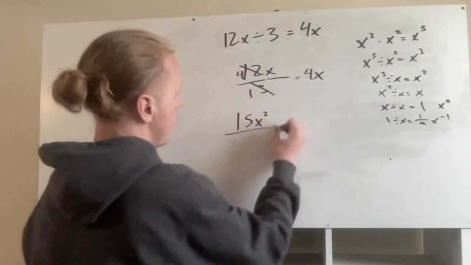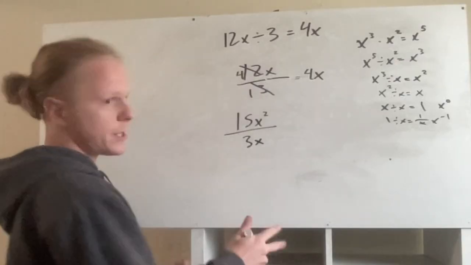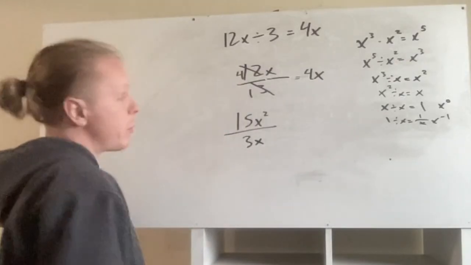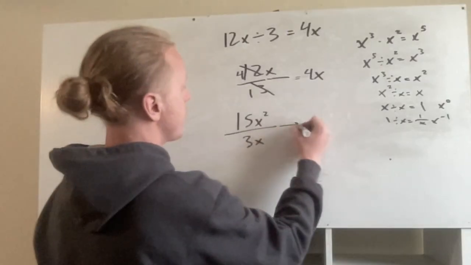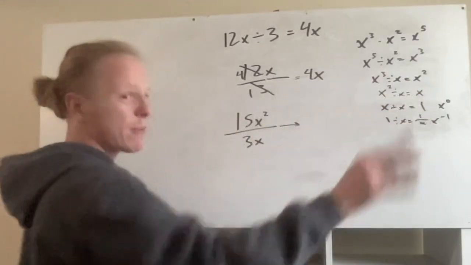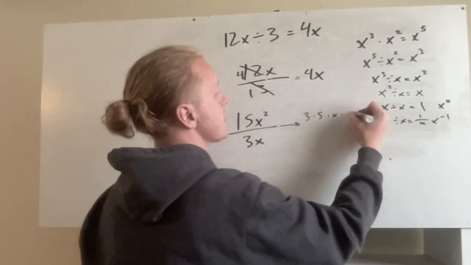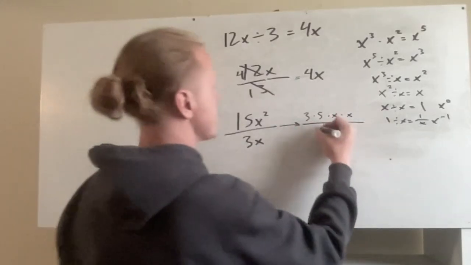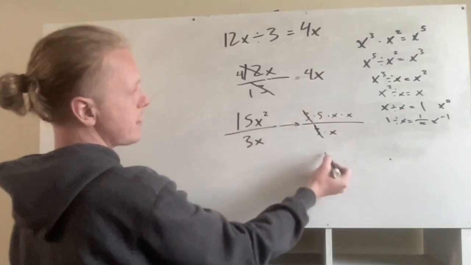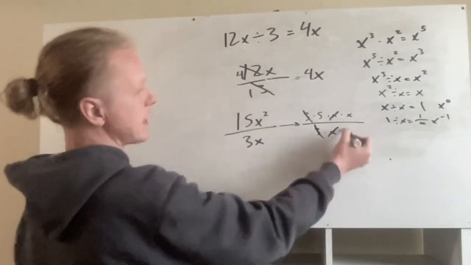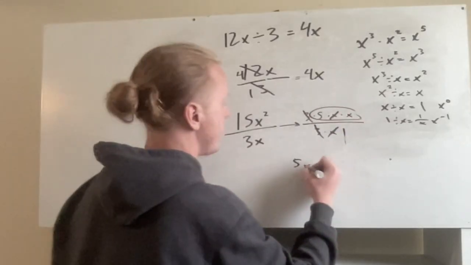15x squared over 3x. Well, we're just going to cancel out, right, like we would with fractions, whatever we can here. So we could think about, again, the 15. I'm kind of showing this out a little more than I need to. This is 3 times 5 times x, and 3x is 3 times x. So notice we have a 3 that we can cancel out and x's that we can cancel out, leaving us a 1 here. So all we're left with is 5x, right?